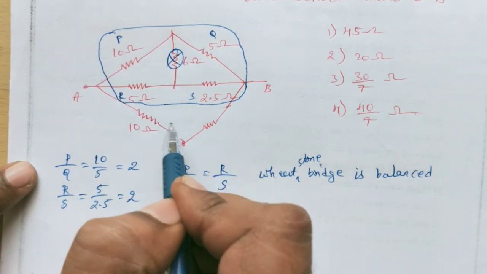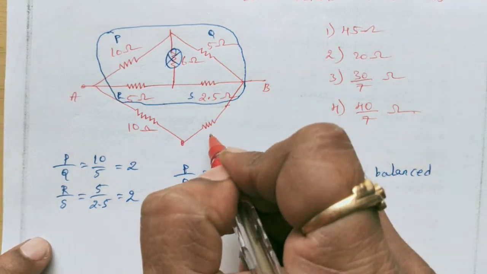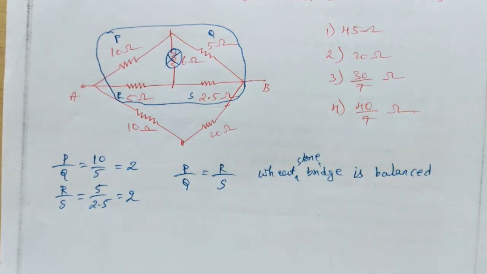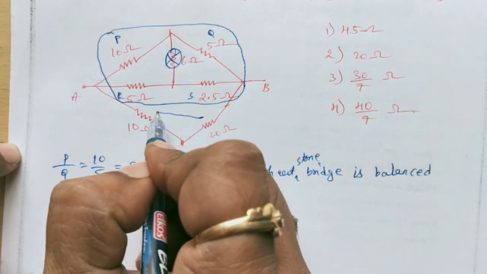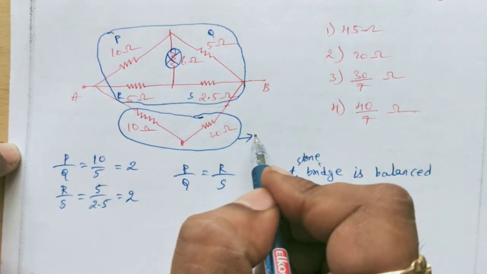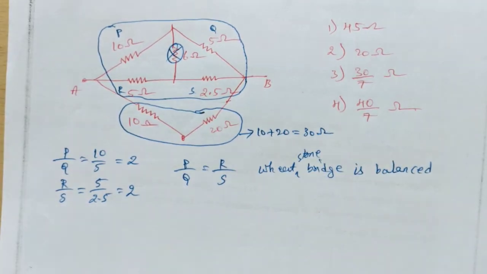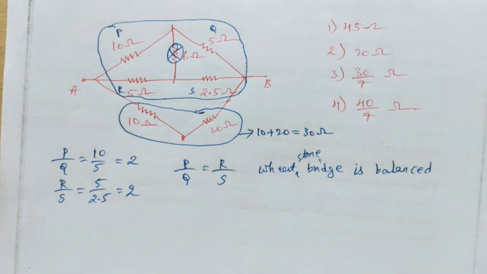So next, further this is 10 ohms, and here one more thing: this is 20 ohms. So 10 and 20 ohms are in which combination? Series combination. So here the answer becomes 10 plus 20 is equal to 30 ohms. So first, students, we want to calculate the effective resistance in the Wheatstone bridge.